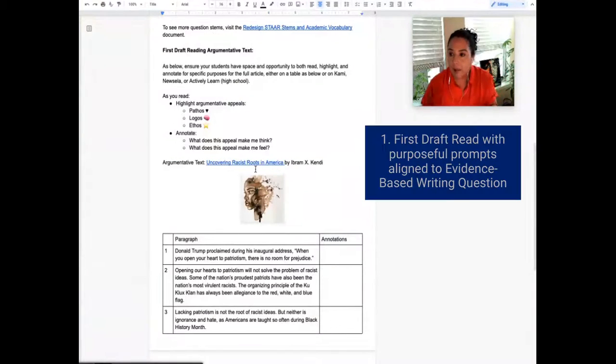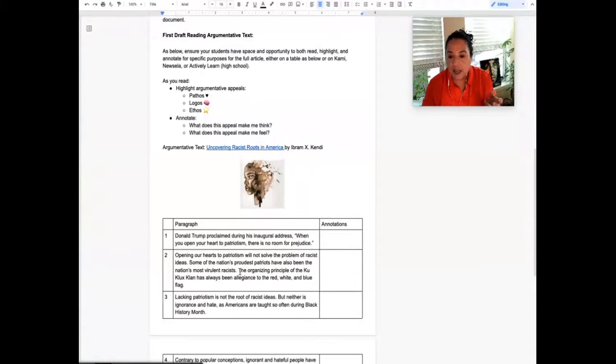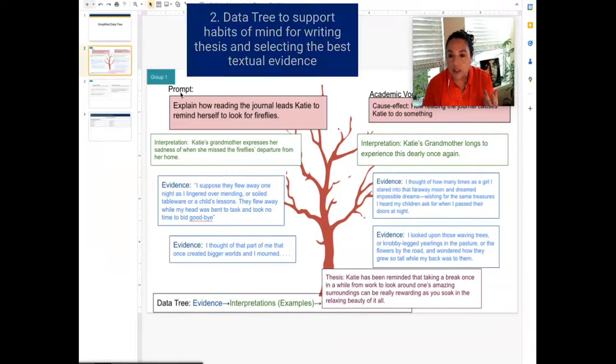Now, taking a step back to put it together, how we started this module was suggesting that we amp up that first draft read and have students begin looking for genre characteristics, looking for specific attributes as pertaining to an evidence-based writing question that we're asking the students, right? And what we can do is start asking students to annotate purposely for those things, highlight and find evidence that is going to support an evidence-based writing question right out the gate with the first draft read. If the students have things highlighted here, then it makes this data tree all the more easy to use.